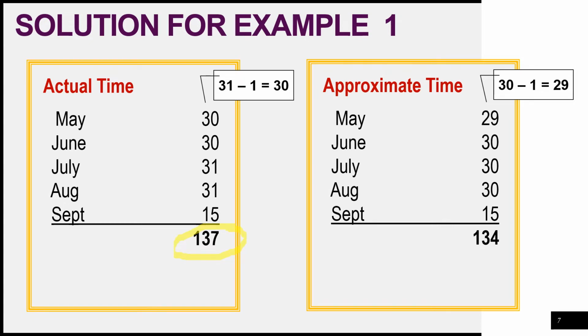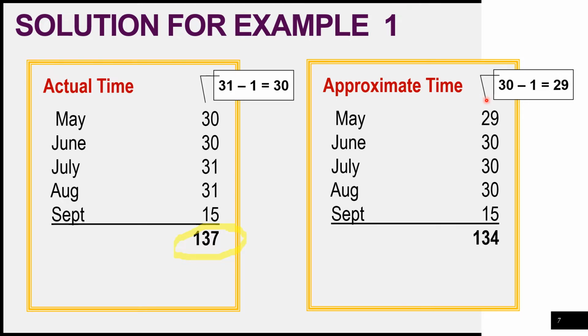Now, let's go to the approximate time. In the case of approximate time, the total number of days for all of the months in the year is 30, including February. We know already that February has 28 days most of the time, and every leap year, February has 29 days. In the case of approximate time, all of the months will have 30 days, including February.